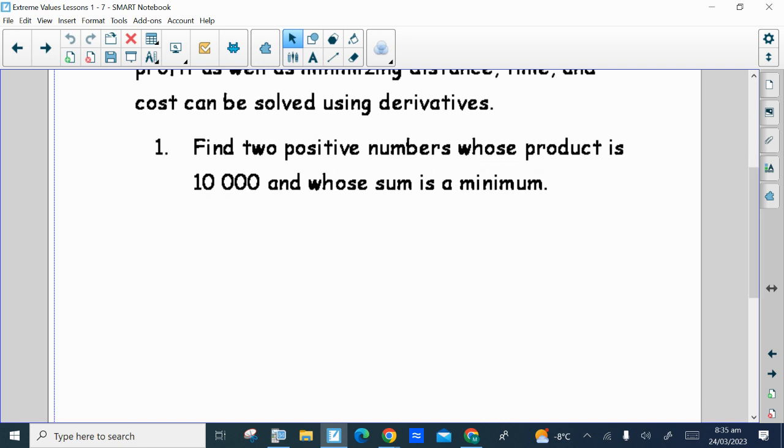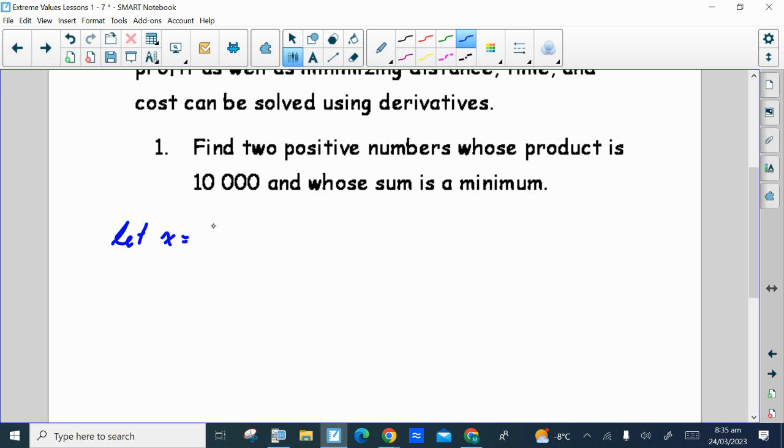So let's do a first example: find two positive numbers whose product is 10,000 and whose sum is a minimum. So we need to start these by setting up some variables. Our equations can only have one variable in them. So if we start with the letter x, we'll let x equal the first number. And initially, let's say that y is the second number, but we can't keep that variable y because our equation can only involve one variable.